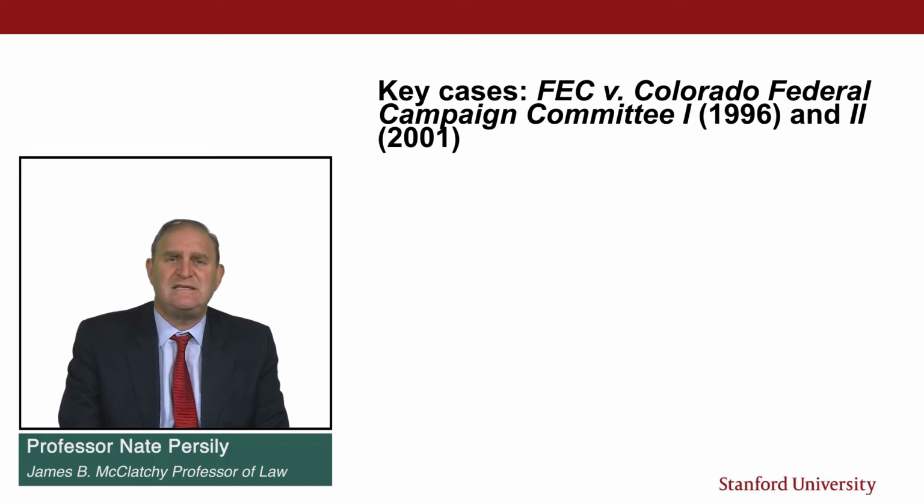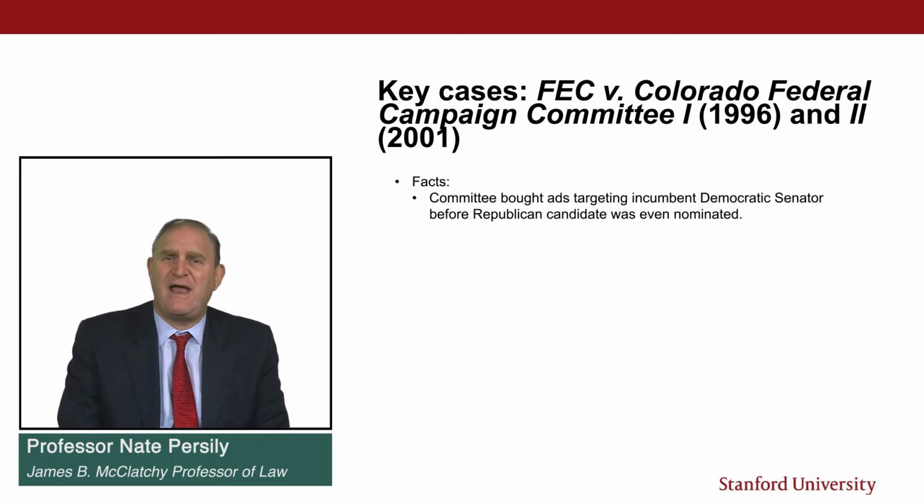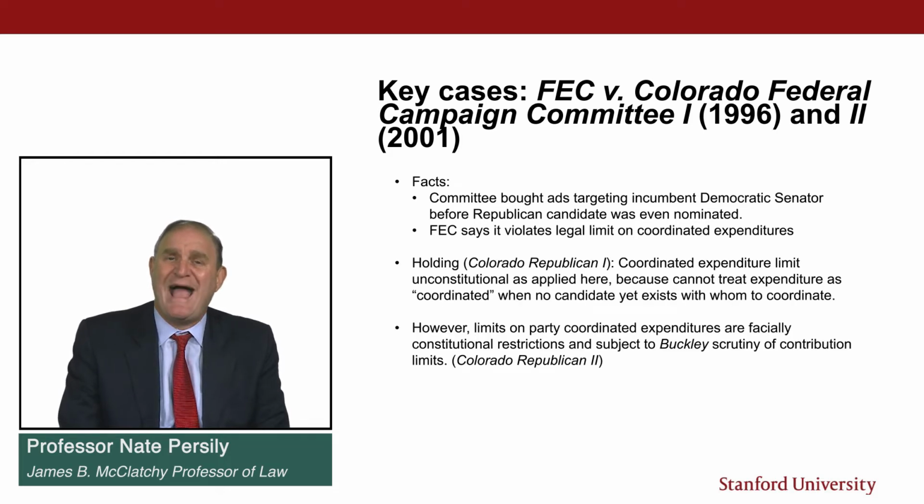These are two cases, one in 1996 and one in 2001, with the same plaintiffs and defendants. The facts in this case are kind of interesting. As it first came up to the Supreme Court in Colorado Federal Campaign Committee 1, the committee bought ads targeting an incumbent Democratic senator, but it was before a Republican candidate was even nominated. The FEC said that it violates the legal limit on coordinated expenditures. Now, what the court held was that the coordinated expenditure limit is unconstitutional as applied to this kind of expenditure because you cannot just treat an expenditure as coordinated when there's no candidate that yet exists with whom you could coordinate. So let me just explain that.